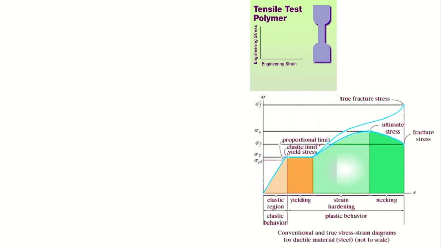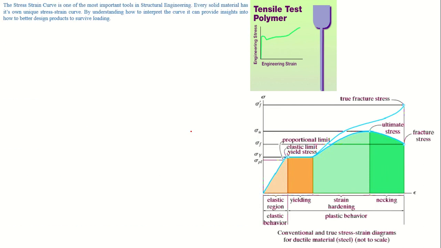So what are the different properties you can study here? First, let us come to know what is meant by a stress strain curve. It is one of the most important tools in structural engineering. Every solid material has its own unique stress strain curve. By understanding how to interpret the curve, you can get insight into how to better design products to survive the loading. So it is very important to understand the stress strain behavior of the material.